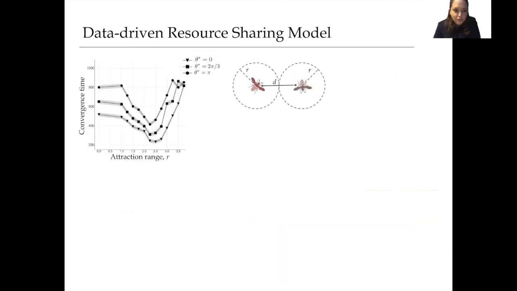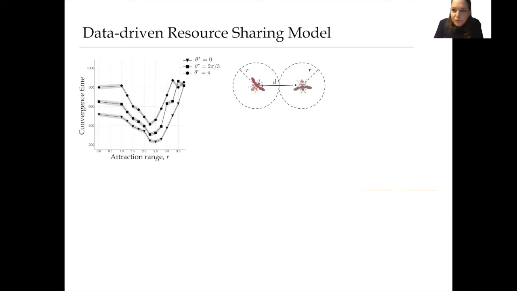And here is how it would look for this system with the attraction. So on the y-axis, we see again the convergence time. X-axis is the attraction range. And we can see that there is a really large effect of the attraction range on the convergence time. So when we have a very, very short attraction range, it doesn't make a big difference. But then the convergence time decreases at this sweet spot at a certain attraction range, and then increases again.